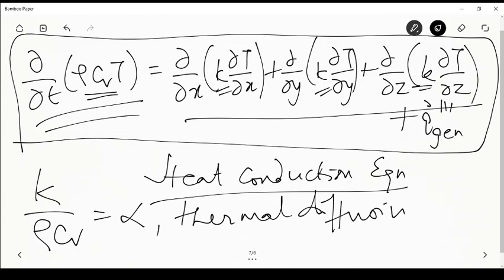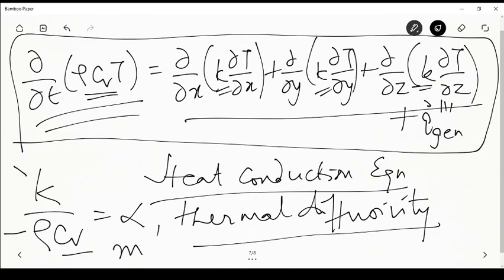Why we call it thermal diffusivity, we'll come to a little bit later when we look at the analogy between mass diffusion and heat conduction. But at this stage, let us just call it thermal diffusivity. So this is basically a composite property, k by rho Cv, and if you put the respective units, k is watts per meter Kelvin, rho is kg per meter cube, and Cv is joules per kg Kelvin. If you put them and simplify, this will have units of meter square per second.